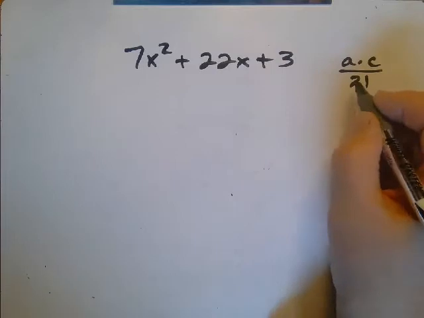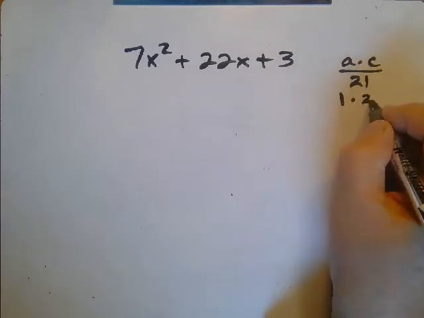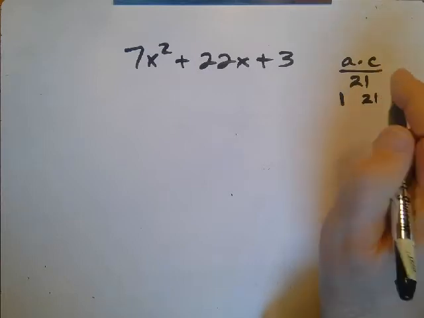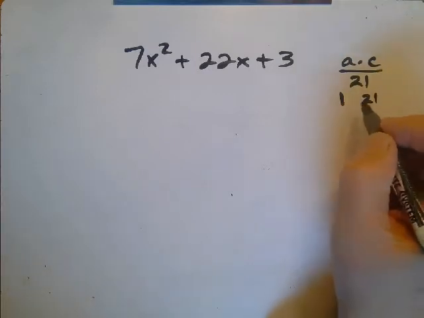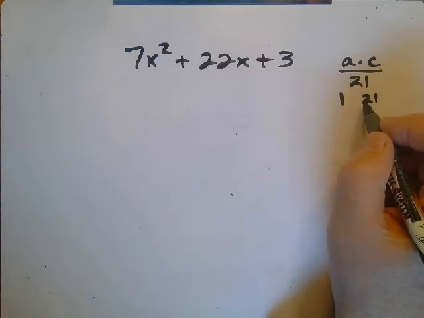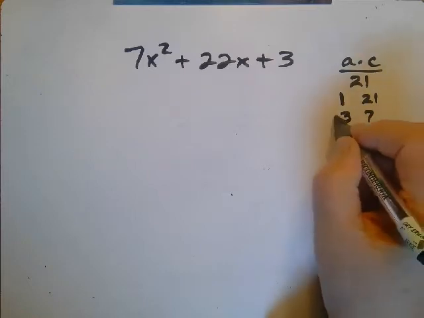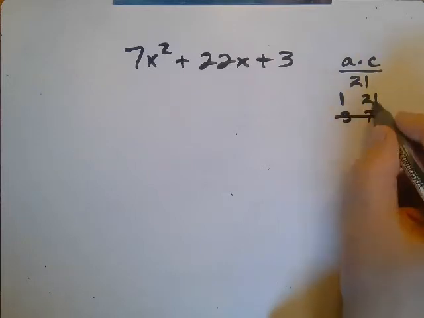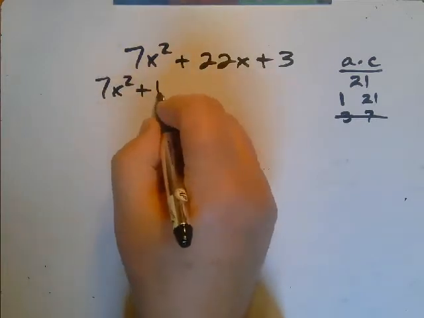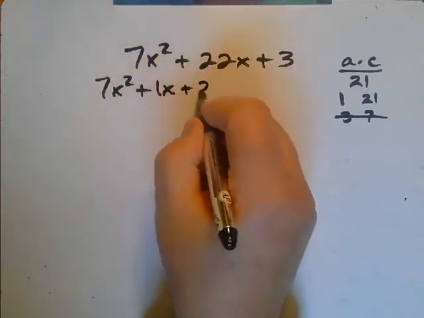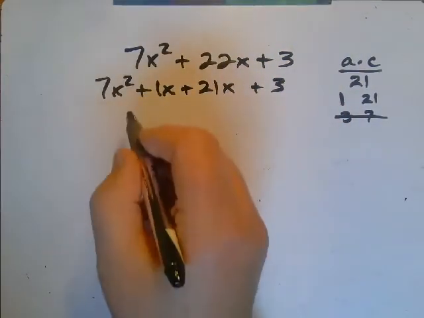Well, 1, notice I'm starting with 1. 1 times 21 is 21, and if I add them, I get 22. Oh, I found it right away here. Okay, 3 and 7 would only give me a sum of 10, so that can't work. So my two numbers are 1 and 21. So we're going to split the middle term to 1x plus 21x. I just split the middle term.